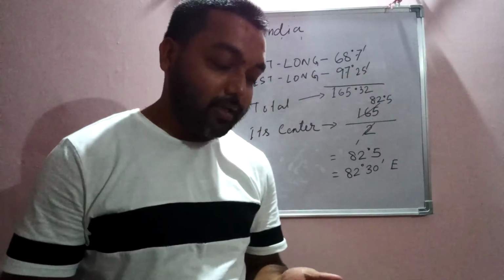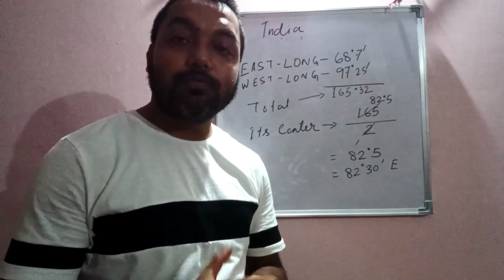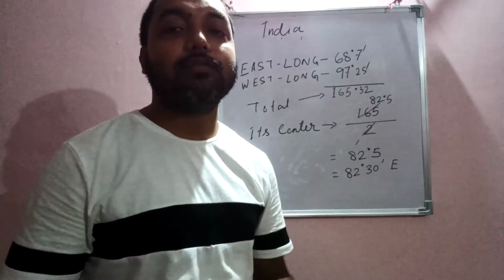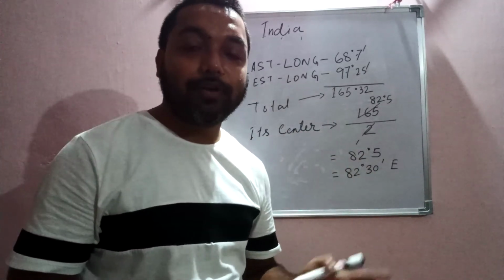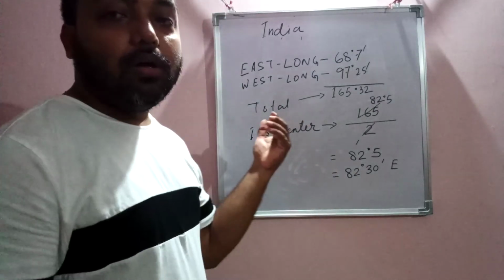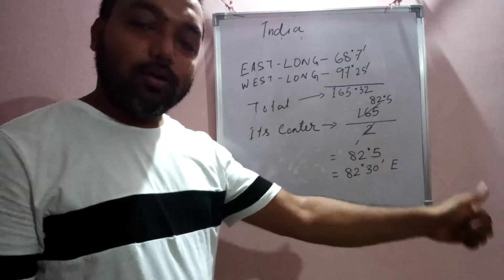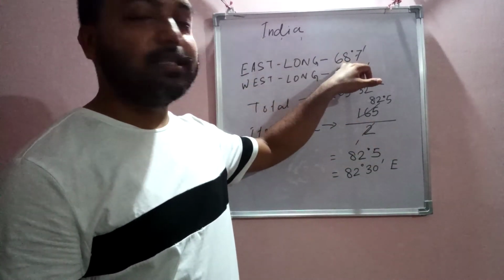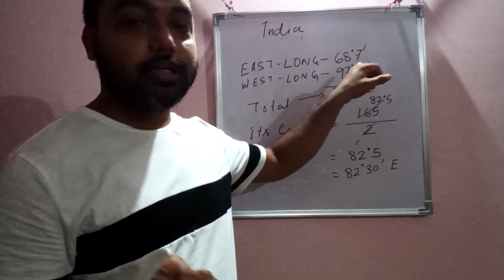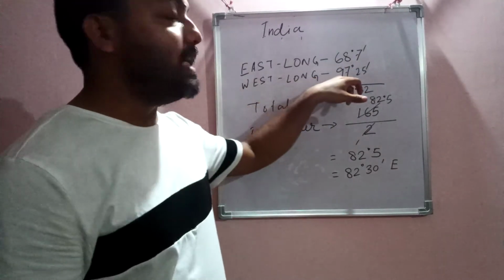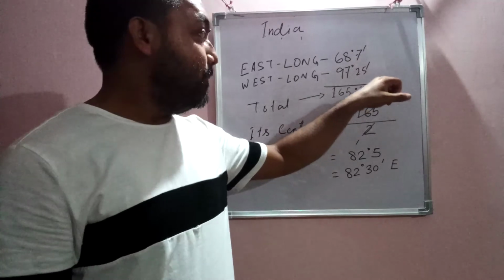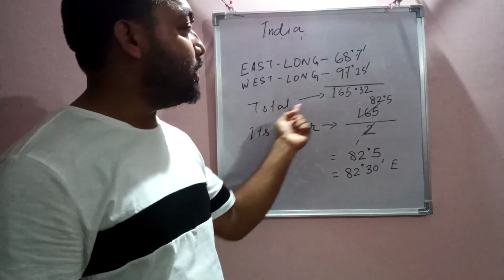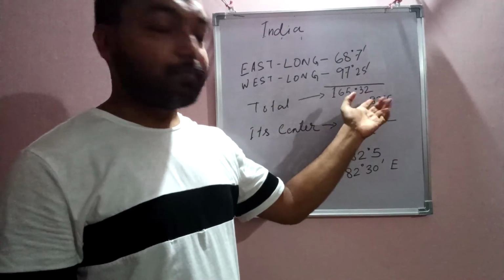The standard meridian is the meridian that passes through the center of the country. To find the center of the country, we first need to take the easternmost longitude and the westernmost longitude. The westernmost longitude of India is 68 degrees 7 minutes east, as we have already discussed. The easternmost longitude is 97 degrees 25 minutes east. If we add these two, the total is 165 degrees 32 minutes.